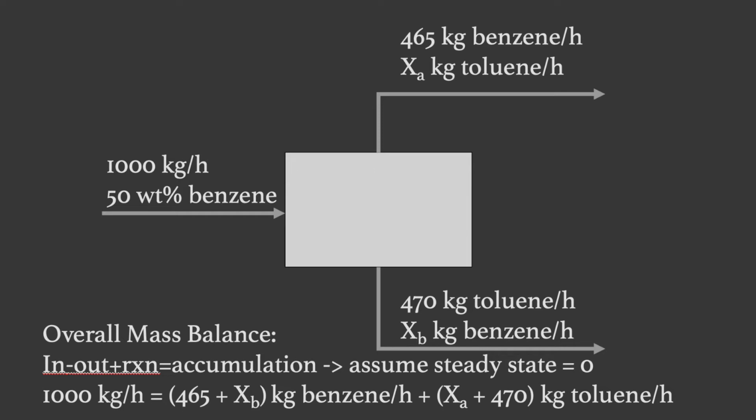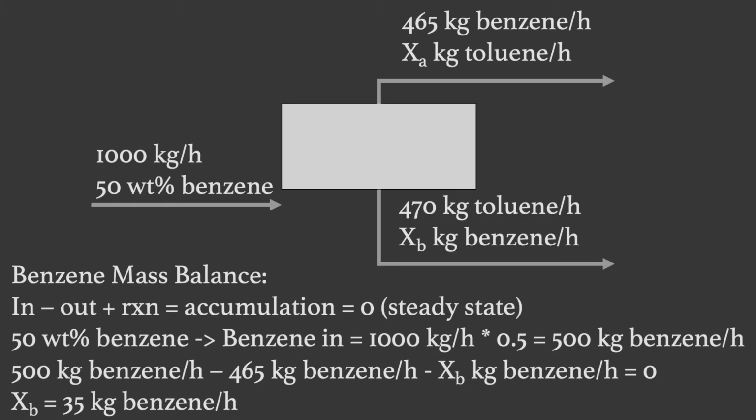That equals accumulation, and for this situation we are going to assume that it's operating at steady state, which means that our accumulation is equal to 0. So basically we just have in minus out is equal to 0. Using that, we have 1,000 kilograms per hour is equal to 465 plus XB, kilograms of benzene per hour, plus XA plus 470 kilograms of toluene per hour. All right, so we have two unknowns and one equation, so we need more. So let's go to individual species.